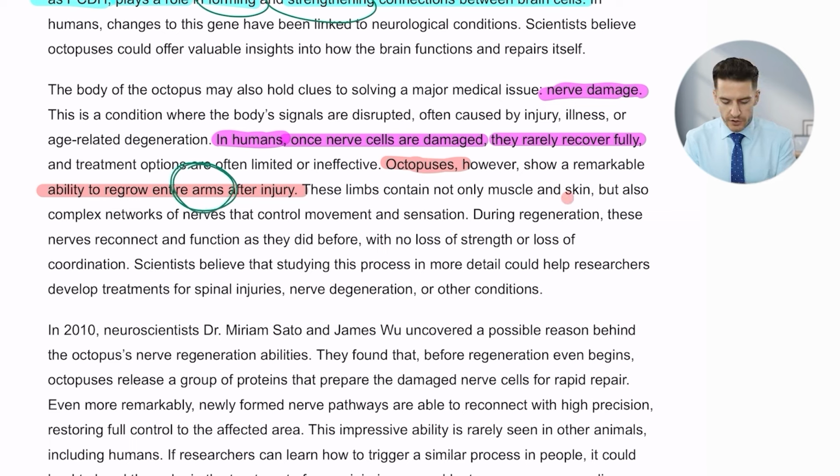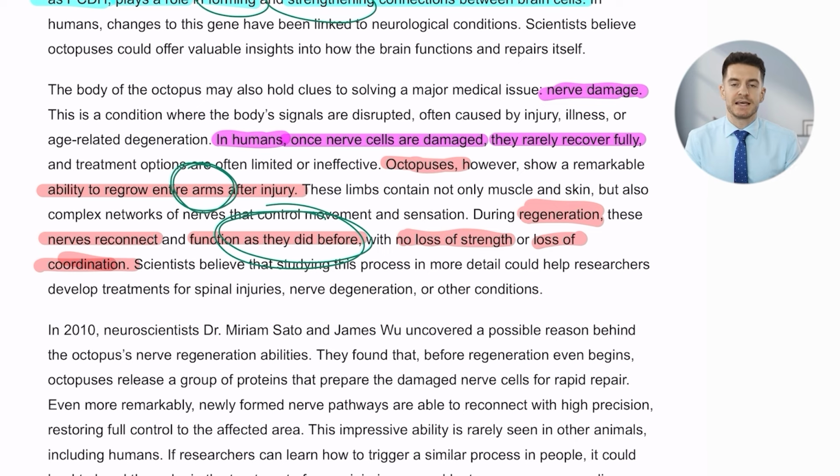"These limbs contain not only muscle and skin, but complex networks of nerves. During regeneration, these nerves reconnect and function as they did before." Okay, so the nerves are functioning as they did before. So that means the same as the original. And if you keep reading, there's even more information: with no loss of strength or loss of coordination. So that is simply saying, yes, they can regenerate their arms, and those new arms work just as well as the old arms.